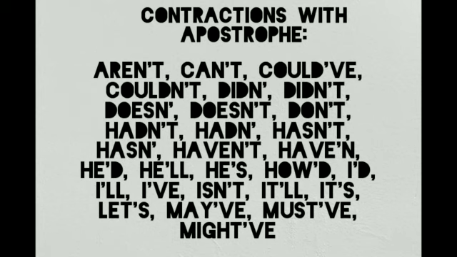There are also some contractions with apostrophe. For example, aren't, can't, could've, couldn't, didn't, doesn't, don't, hadn't, hasn't, haven't, he'd, he'll, he's, how's, I'd, I'll, I'm, I've, isn't, it'll, it's, let's, may have, must have, might have.